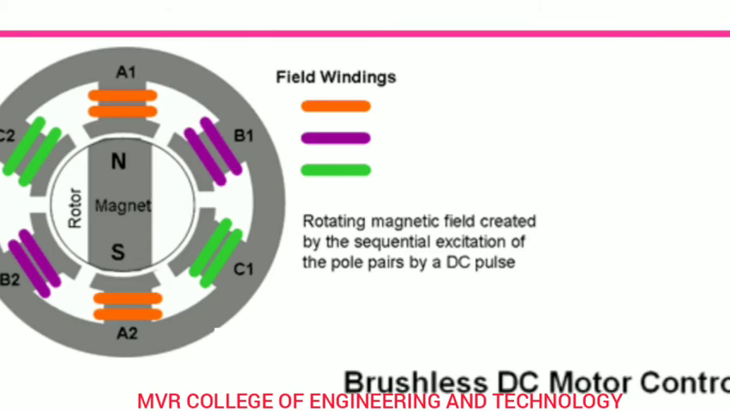A1 A2 is connected in series, B1 B2 is connected in series, and C1 C2 is connected in series. Orange is A1 A2, light blue is B1 B2, and dark green is C1 C2. These opposite poles of the windings are connected in series. Initially the supply will only be given to A1 A2. The remaining B1 B2 and C1 C2 are connected to the switches.